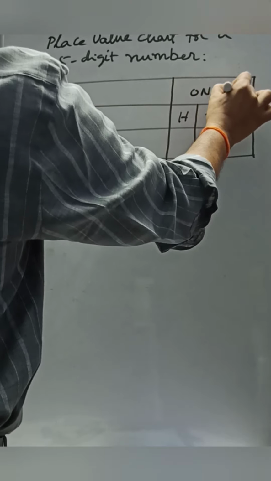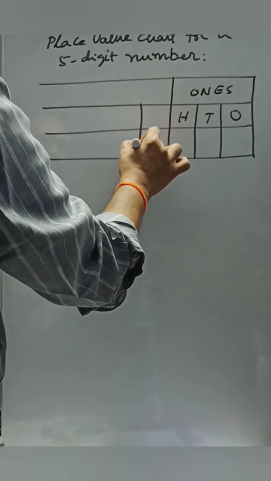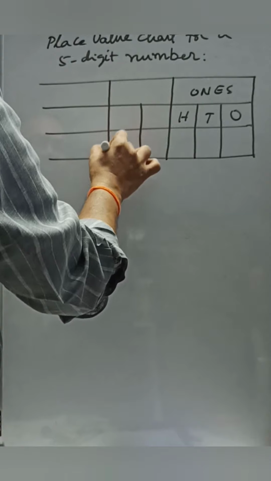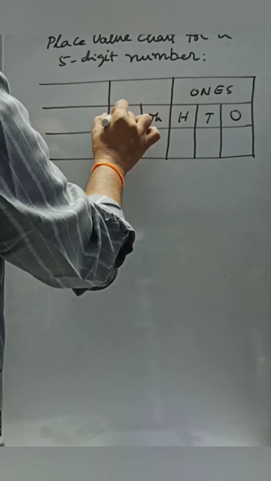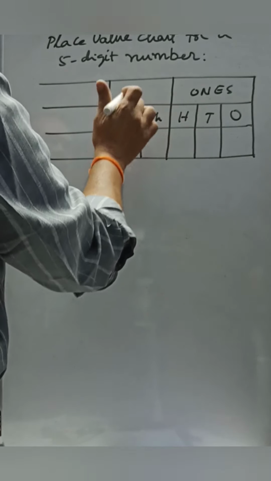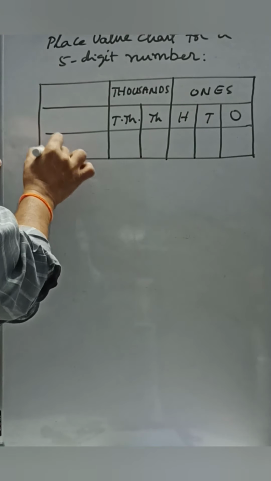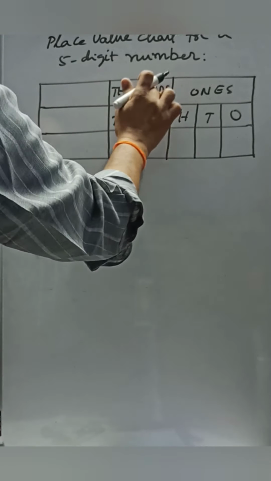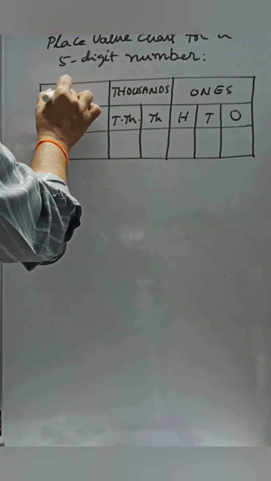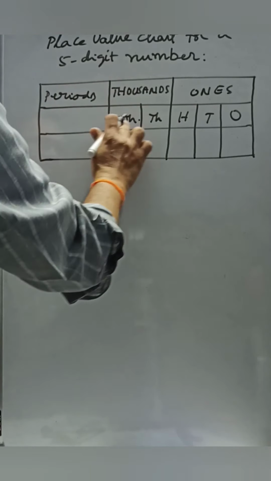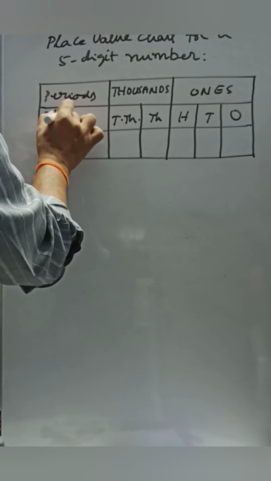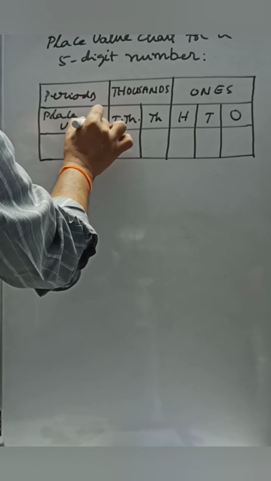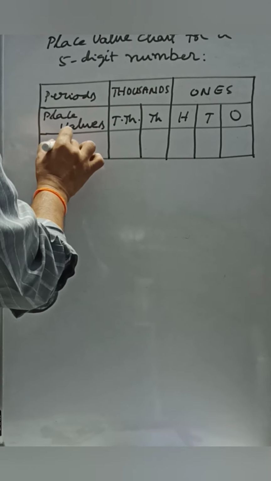Together ones, tens and hundreds places are called ones period. And here we have 1000 place, and this is 10,000 place. Together 1000 and 10,000 is called thousands period. Here this is ones period and thousands period, so we will write periods. And these are the place values. And here we will write the number.